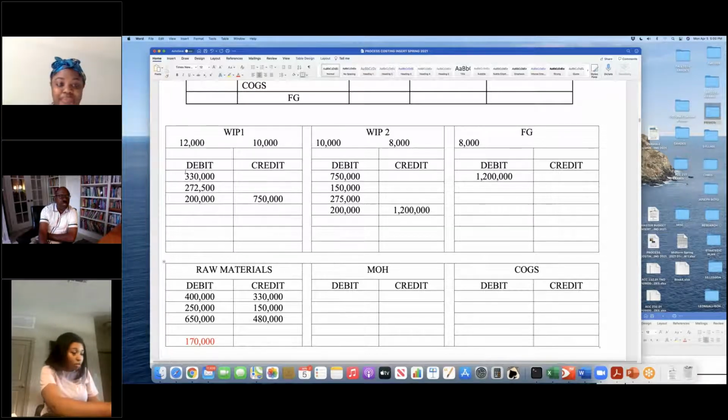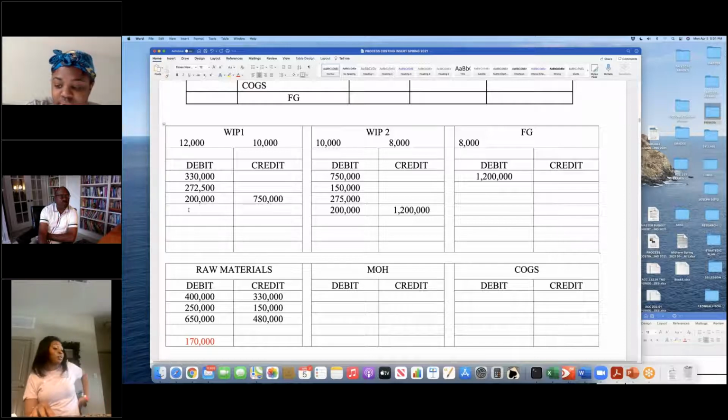So then for work in process 1, our total cost in there was how much? 330. See, this is why this should have been on Excel. 802,500. Transfer it out, 750. So how much is left? 2,500.